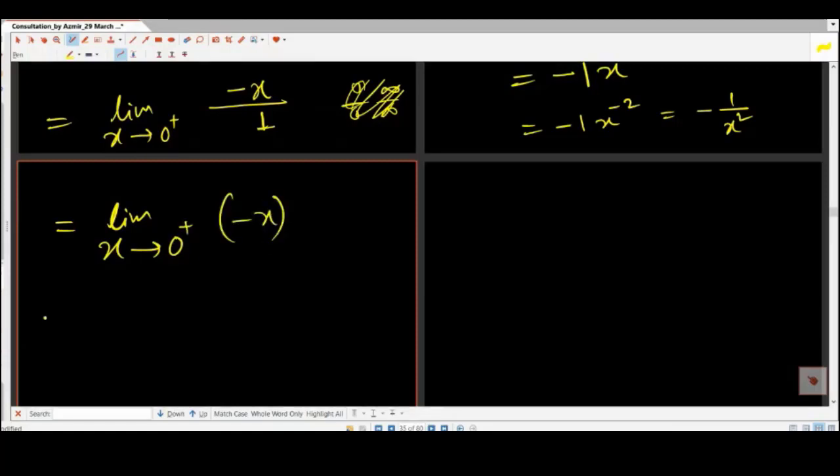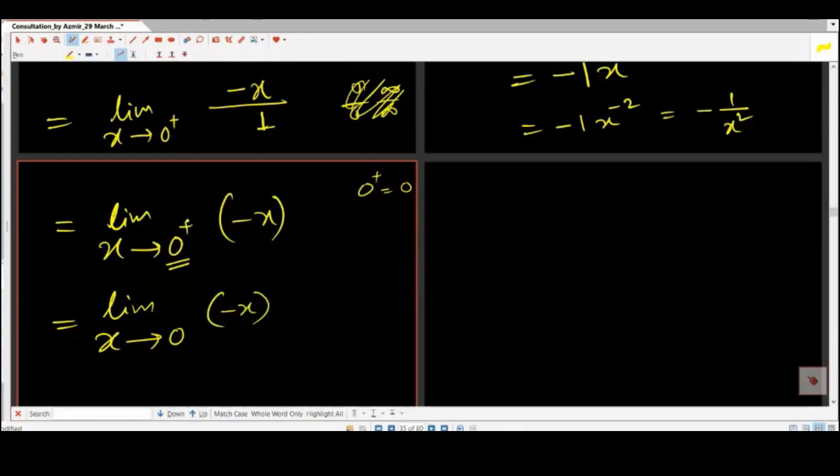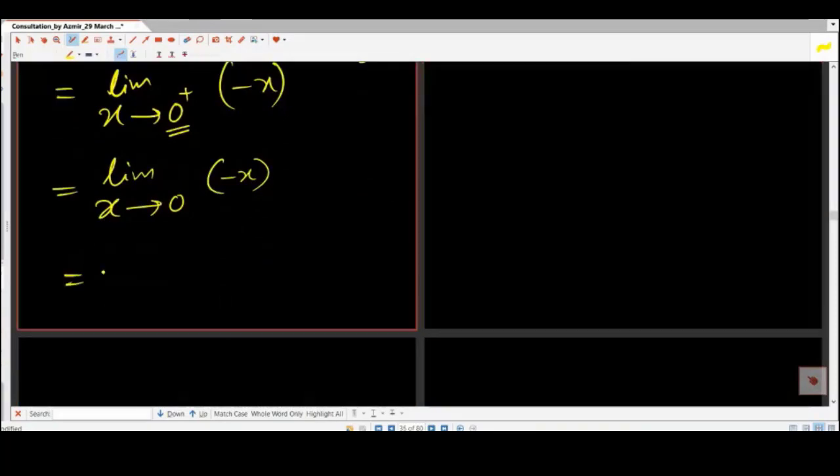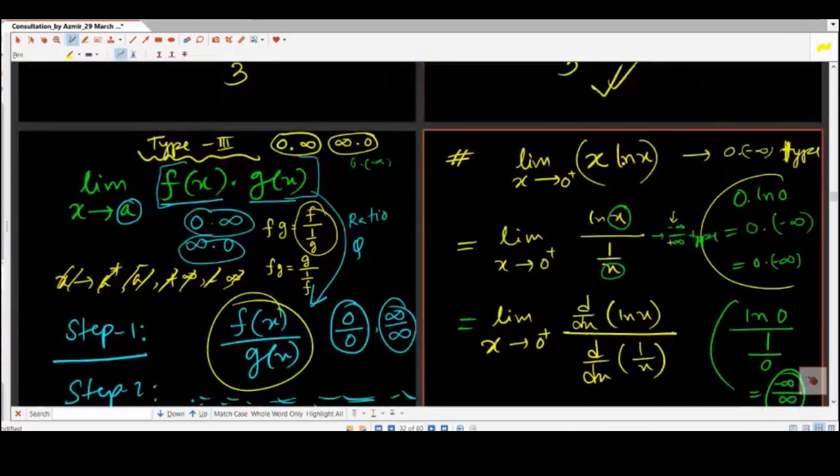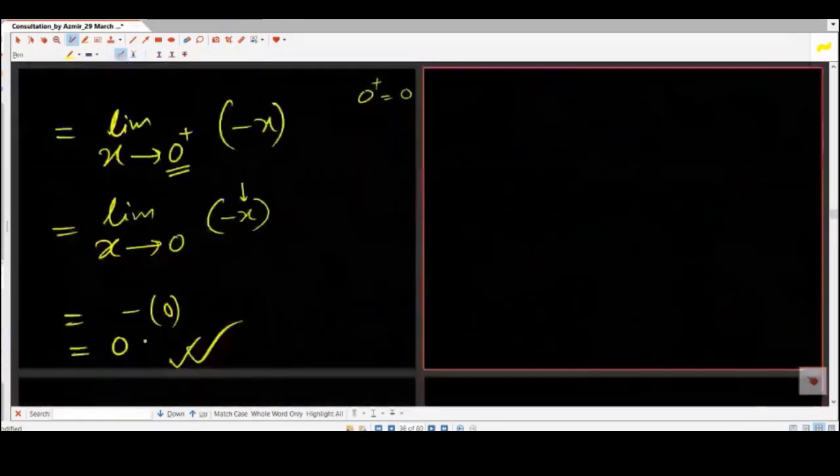So now the time is to input this value. So remember that 0 plus is just the direction. Actually we have 0. So we can write limit x tends to 0 negative x. We can skip this plus sign. Now where we have x, let's plug 0. So finally we have found 0. So the limit of this function x natural log of x when x approaches to 0 plus is 0.